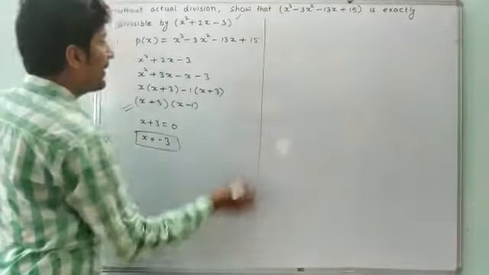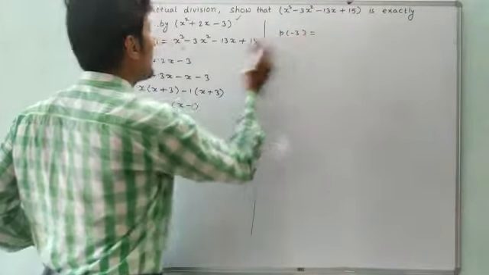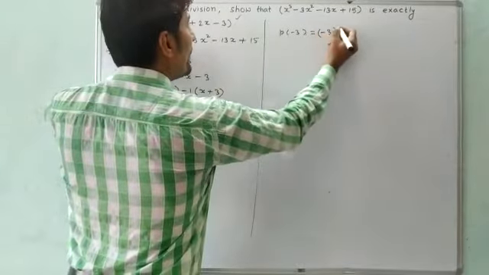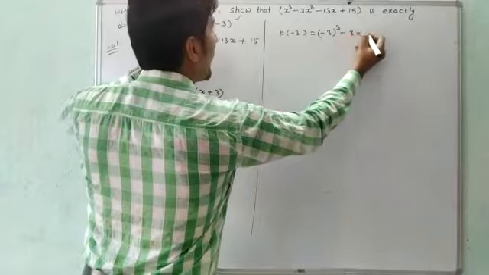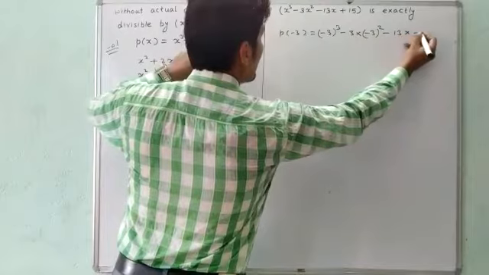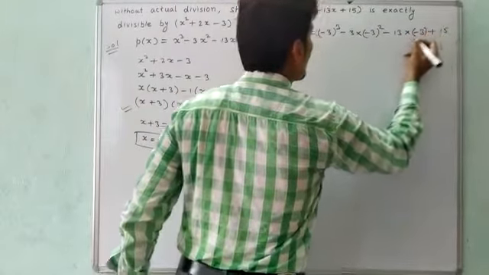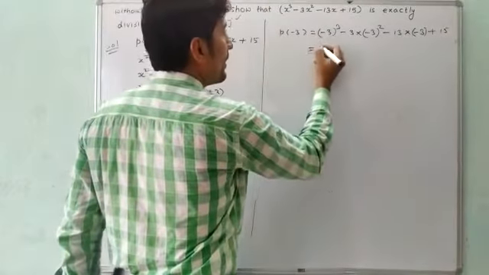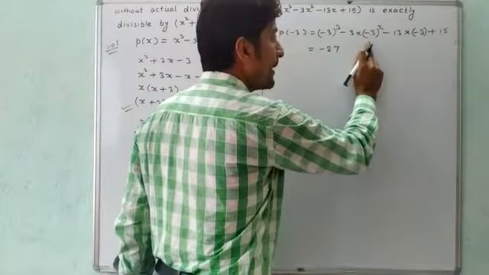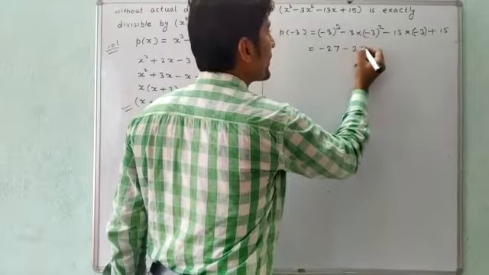After that, we will find p(minus 3). p(minus 3) will be equal to, in place of x, we put minus 3: (minus 3) cube minus 3 into (minus 3) square minus 13 into (minus 3) plus 15. Now here we can write minus 27. The square of minus 3 will be plus 9, so minus 3 into 9 equals minus 27.